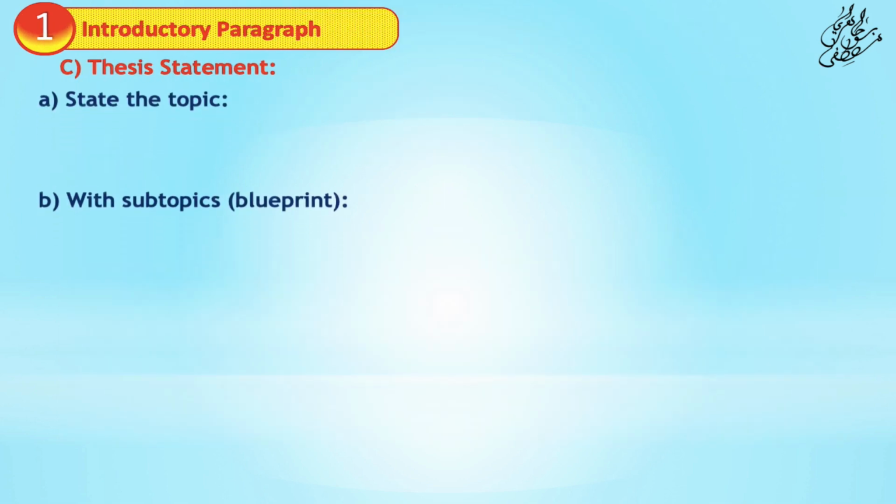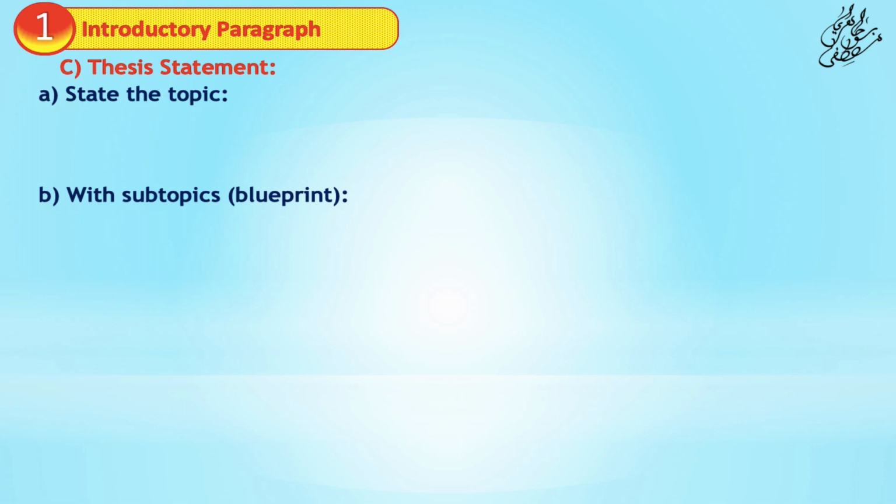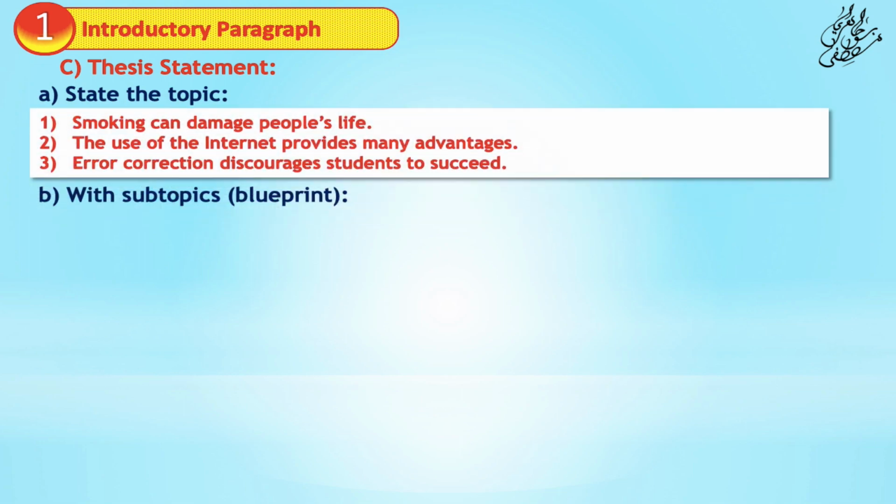Here we have a talk about thesis statement. As we said before, that thesis statement may list subtopics of the main topics. For example, smoking can damage people's life. The use of the internet provides many advantages. Error correction discourages students to success.